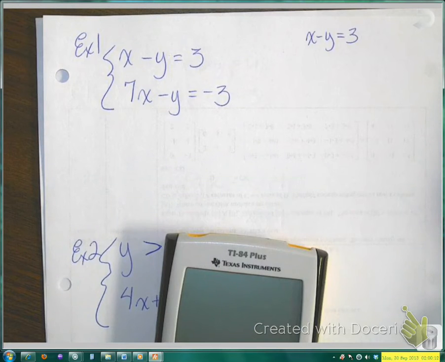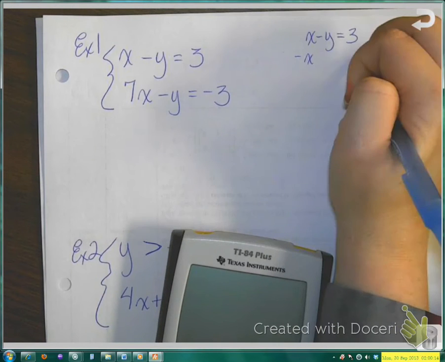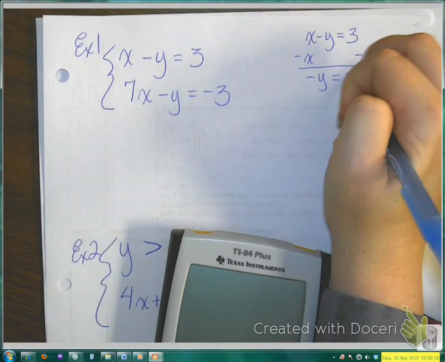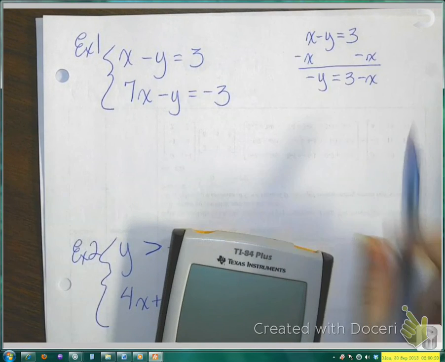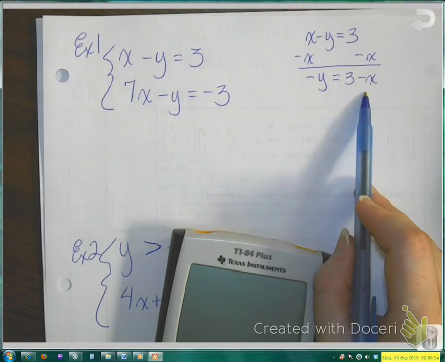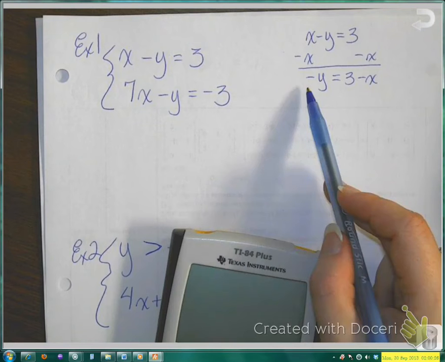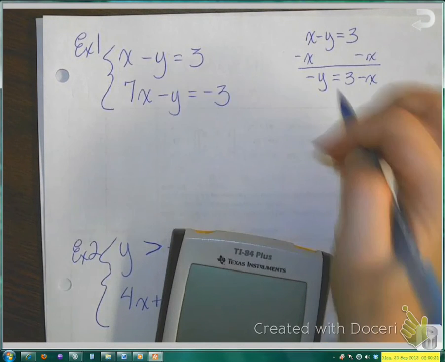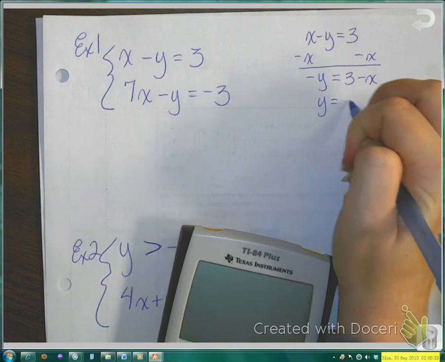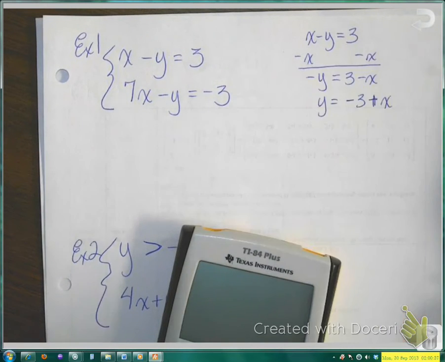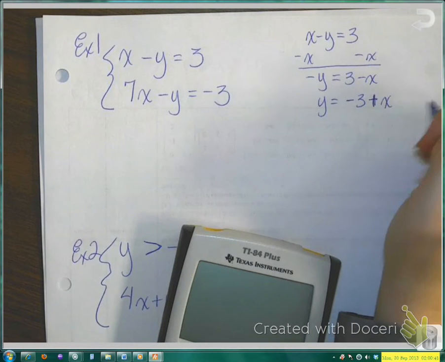In order to solve that for y, we're going to subtract x from each side. So I have negative y equals 3 minus x. Remember that you cannot combine the 3 and the negative x because they're not like terms. Next thing I need to do is divide by that negative 1. I have to get rid of the negative sign. When I divide by negative 1, it changes the sign of everything in the equation. So there's my first equation. It's actually x minus 3.